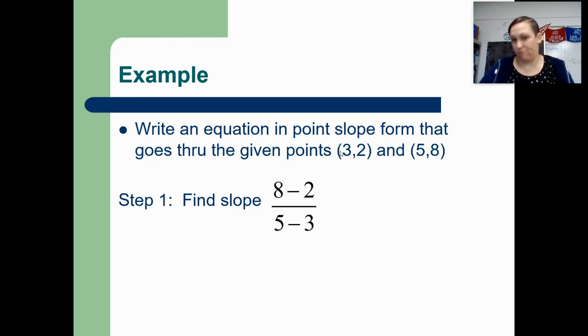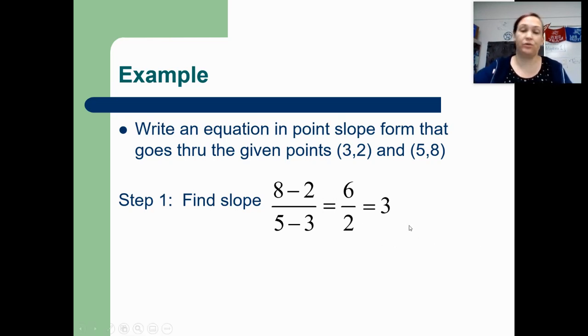Then I do some math, right? So we're going to do 8 minus 2 and 5 minus 3. And as we've talked about in previous videos, you want to take your slope, and if you can simplify it, you do want to simplify it. So 6 divided by 2, we can simplify that into the number 3. So now I have my slope. Once you have your slope, you're ready to write an equation in point slope form.